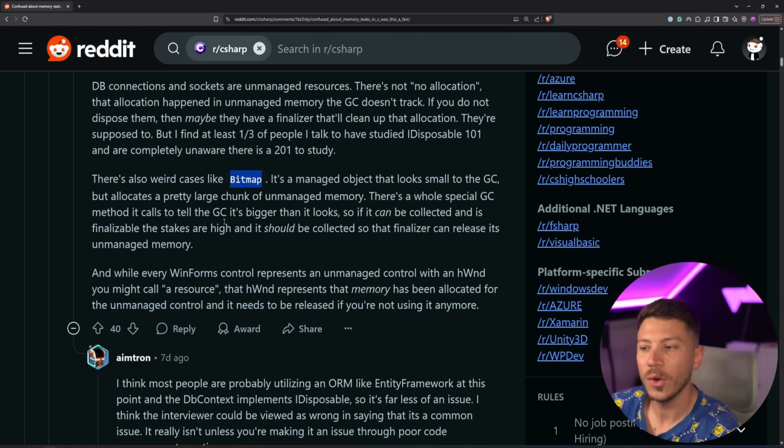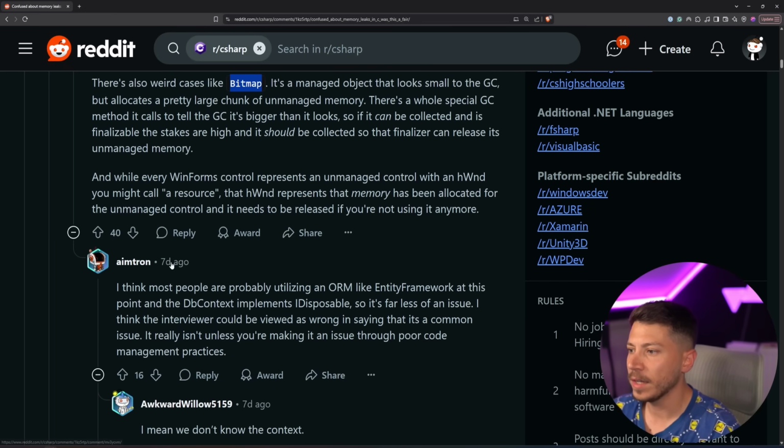I actually did not know that. So it can be collected and it's finalizable. The stakes are higher and it should be collected so that the finalizer can release its unmanaged memory. This is very interesting. I did not know that. This is a very, very valid point.